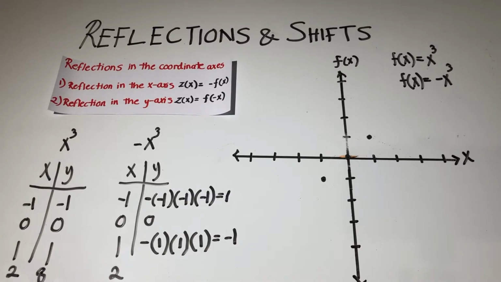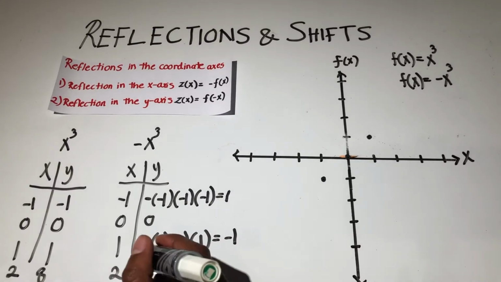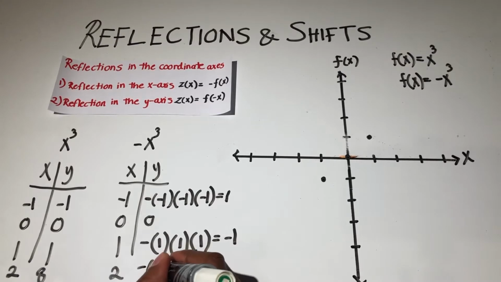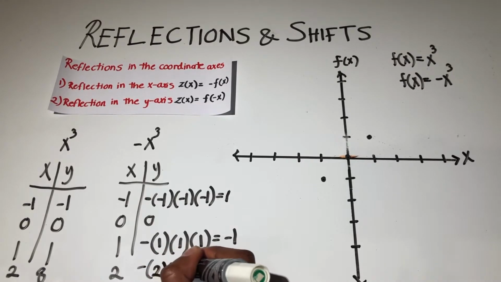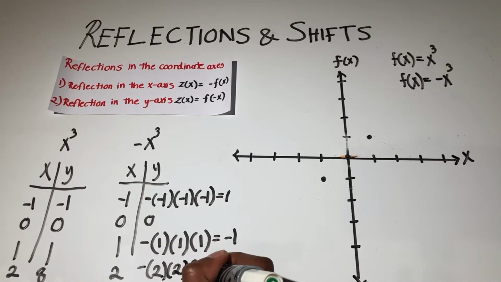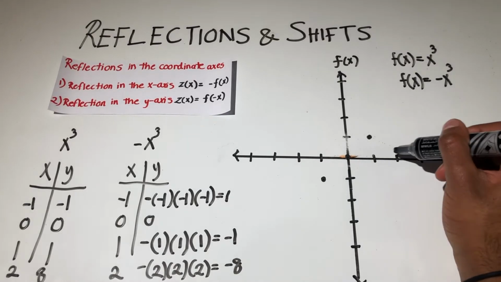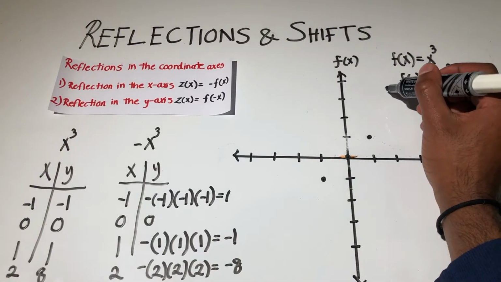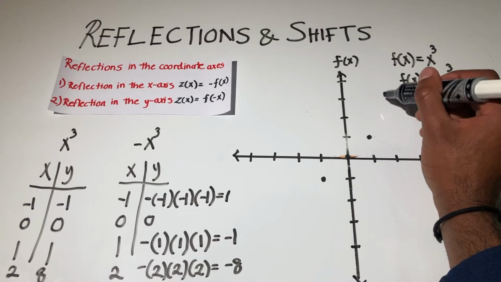Now, if we put in 2 here, we're going to get 2 times 2 times 2, which is going to give us negative 8. So at 2, we have 8. So it's kind of going to go up all the way up to here. I'm just trying to show you how the graph is behaving.